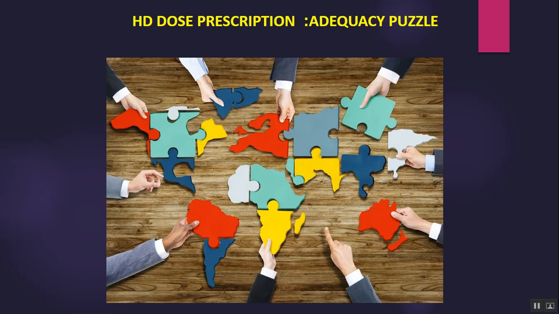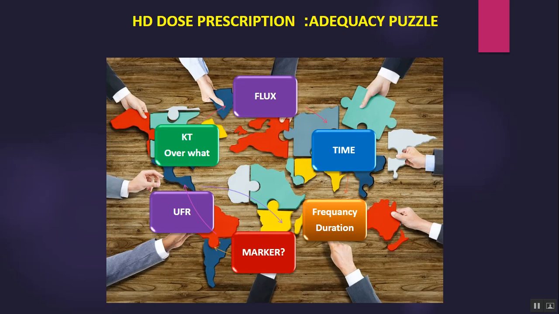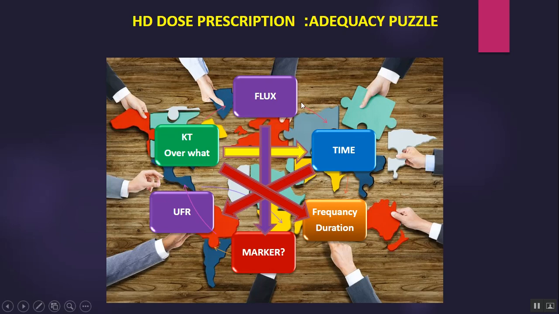لما نيجي نبص على الهيموداياليسيس دوز بريسكريبشن هنلاقي فيه حاجات كتير جدا مسؤولة زي الفلكس، تايم، الفريكوانسي، الديوريشن، الترافلتريشن ريت، وKT over V. كل ده له علاقة ببعضه، ما نقدرش نفصل حاجة عنهم. يعني لو استخدمنا high flux membrane still we are in need of prolonged time, more frequency, controlled ultrafiltration rate, and assessment with a new marker or a marker of KT over V.